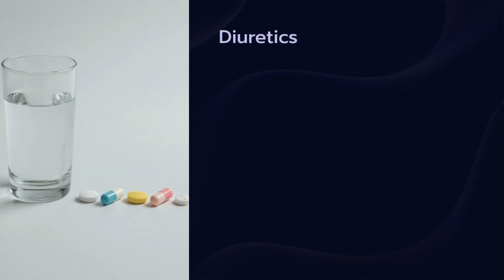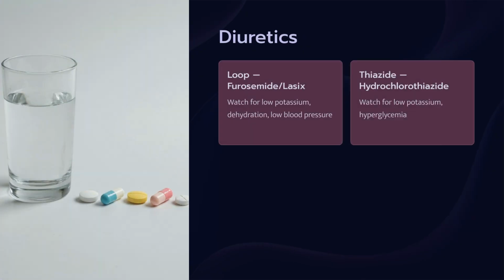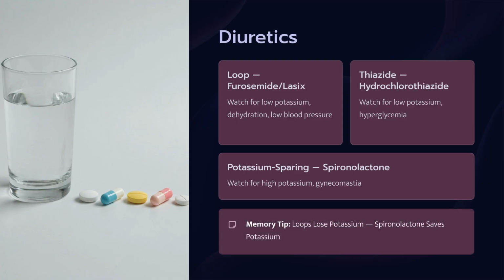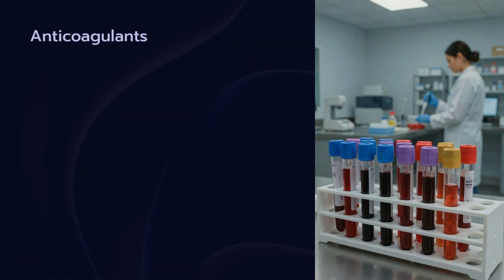Diuretics come in different forms. Loops like furosemide can cause low potassium, while thiazides also risk low potassium and hyperglycemia. Spironolactone is a potassium-sparing diuretic. Remember, loops lose potassium, while spironolactone saves it. When dealing with insulin, always verify the dosage. Know the onset of your patient's insulin relative to their meals, and monitor closely for signs of hypoglycemia.